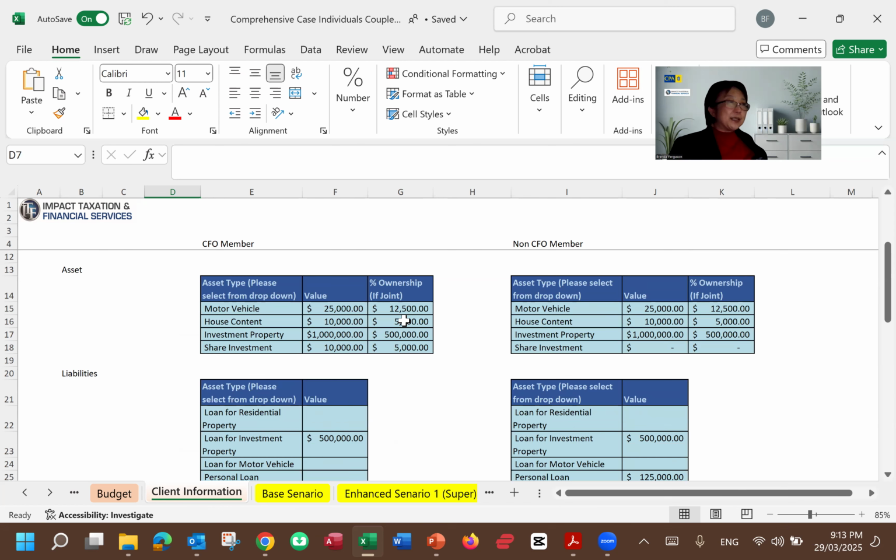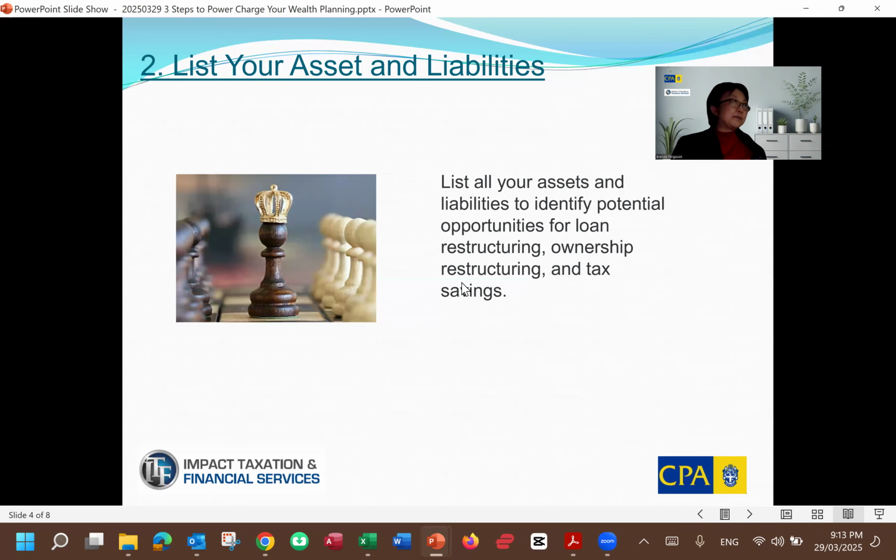Sometimes you can potentially shift the ownership structure to a company or family trust as well, depending on what the underlying investment is and whether you're generating a tax profit or loss. That's the second step.